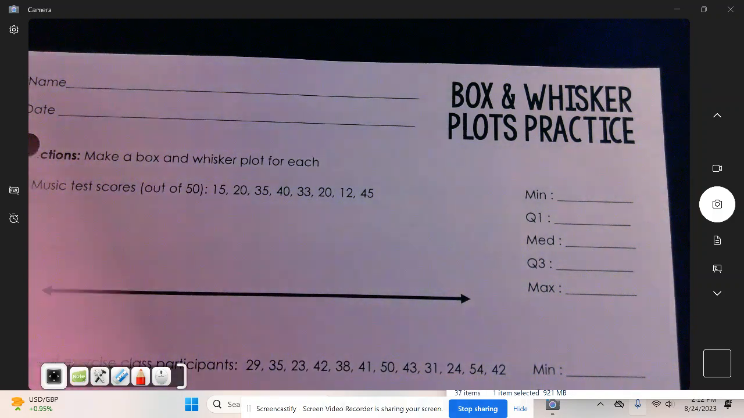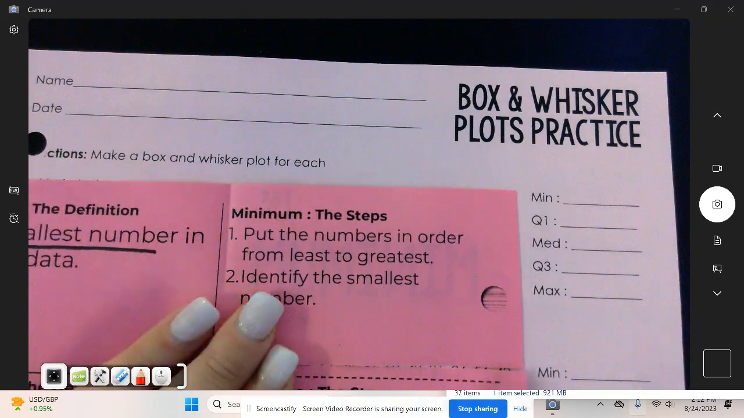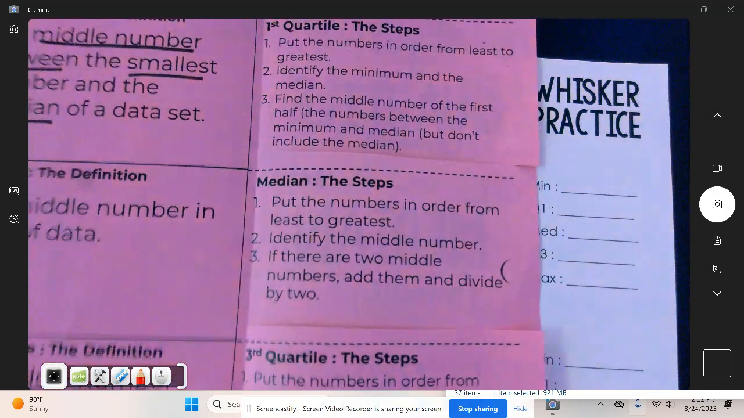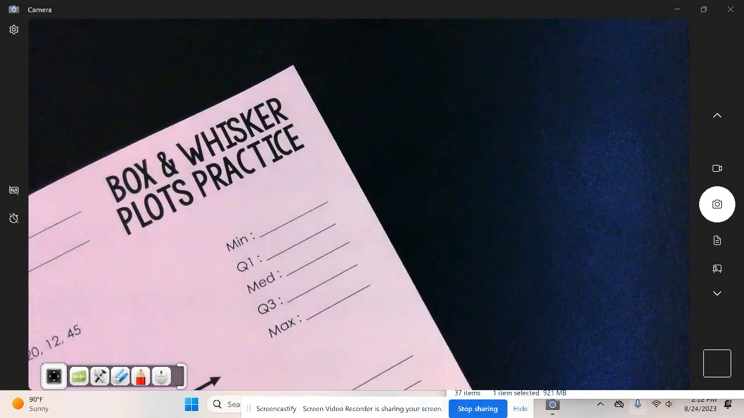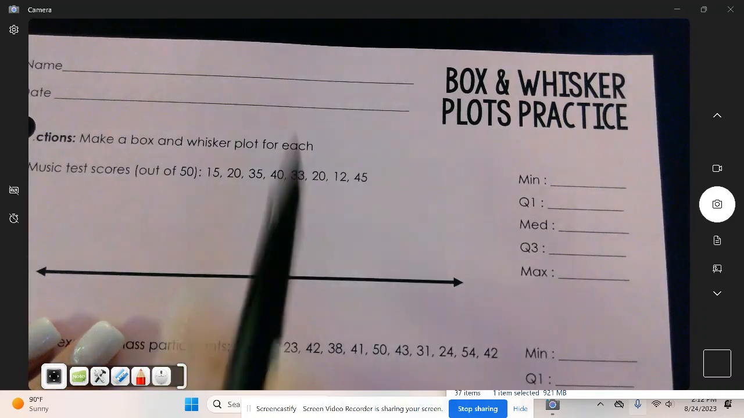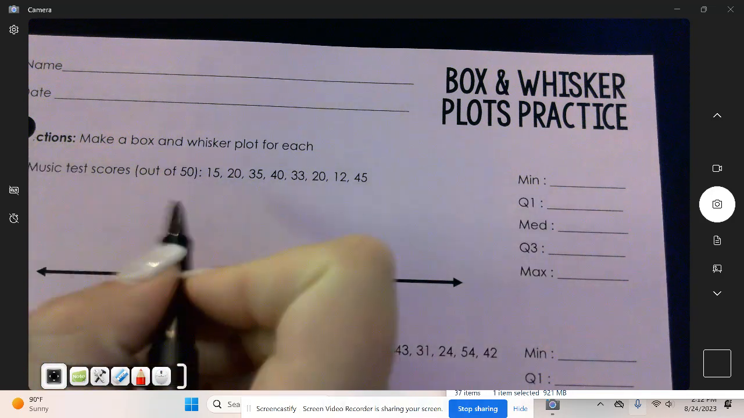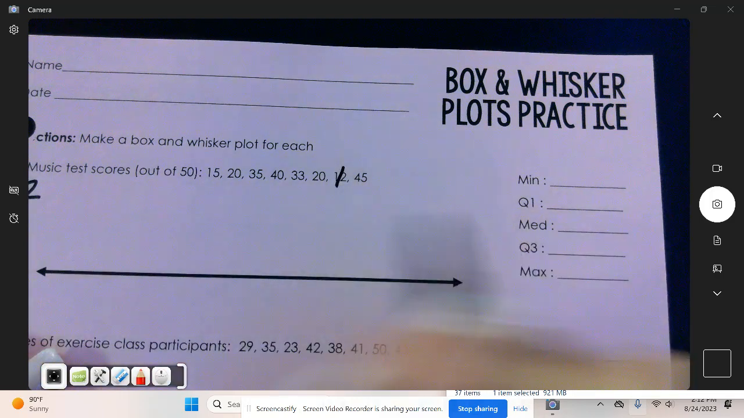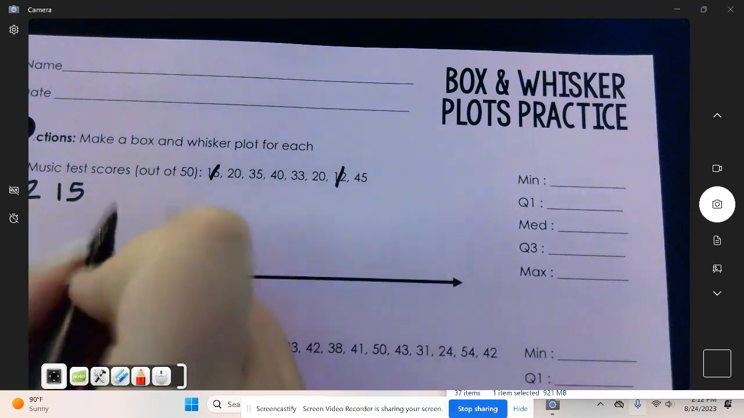If you look at your foldable, each step, the first step is put numbers in order, put numbers in order, put numbers in order. Every single one of these is put numbers in order. So guess what we're going to do first? Put the numbers in order. So we're going to put these numbers in order from least to greatest, okay? And don't speed through it because you'll miss a number, because I always end up missing a number if I go super fast.